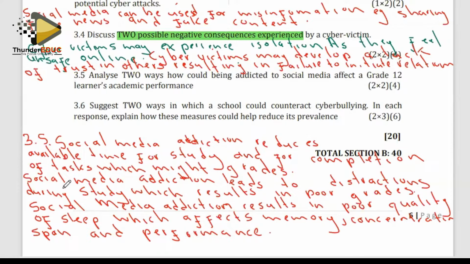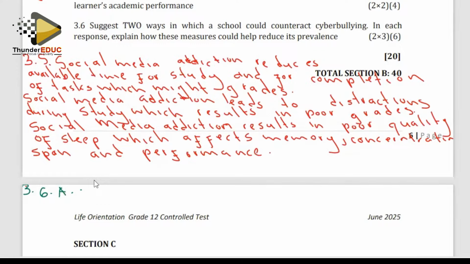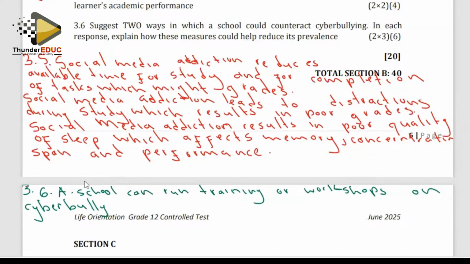Now moving on to 3.6, which reads, suggest two ways in which a school could counteract cyberbullying. In each response, explain how these measures could help reduce its prevalence. So this is 3.6. A school can run training or workshops on cyberbullying.